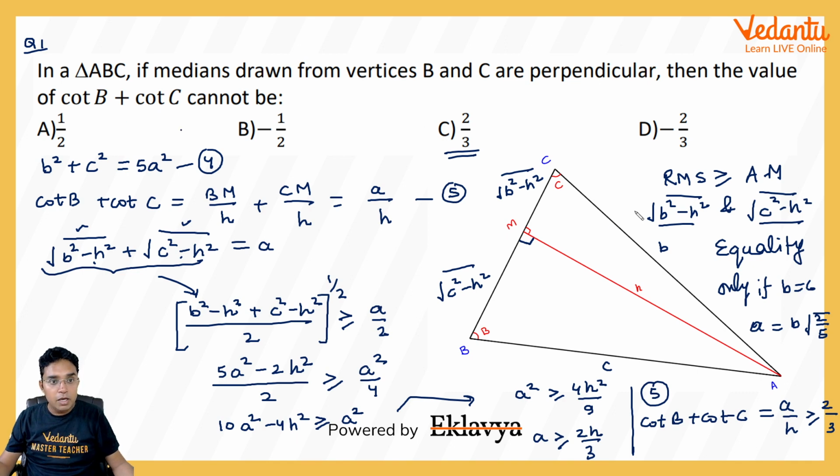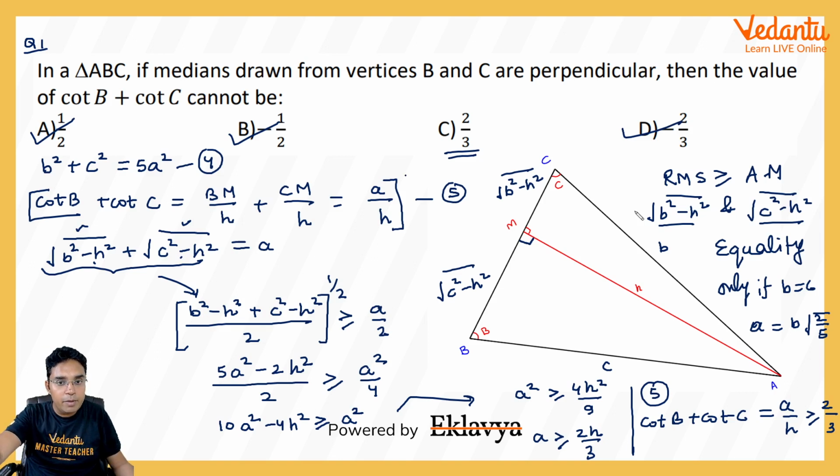They are saying cannot be. So less than 2 by 3, that is 1 by 2, minus half, minus 2 by 3, they are not possible. In fact, cot b plus cot c will always be, you can check for any triangle, maybe right angle or obtuse angle triangle, it is always a by h, and a and h both are positive. So minus half or minus 2 by 3 was never a possibility. So they will be answer for sure, but our purpose here is to find the proper solution, proper method. So only C is possibility if B equal to C. Otherwise, that will also not be possible. So here answer will be A, B, D.